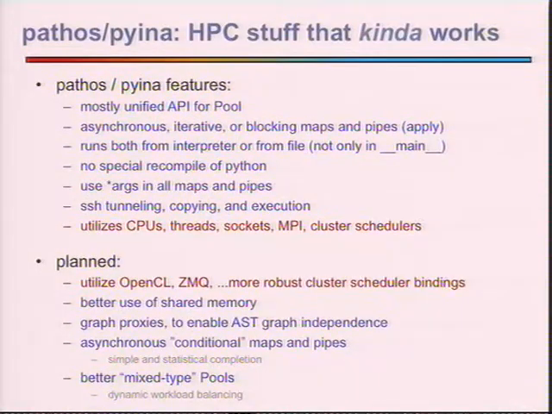What I did is I wrote pathos and pyina to do a unified API for pool, so you can get asynchronous, iterative, and blocking maps and pipes all with the same multiprocessing interface, so they're all exchangeable. That means you can write code that uses a standard Python map and then just flip it out with multiprocessing or MPI or launching on a cluster scheduler, etc. Or running it over sockets.